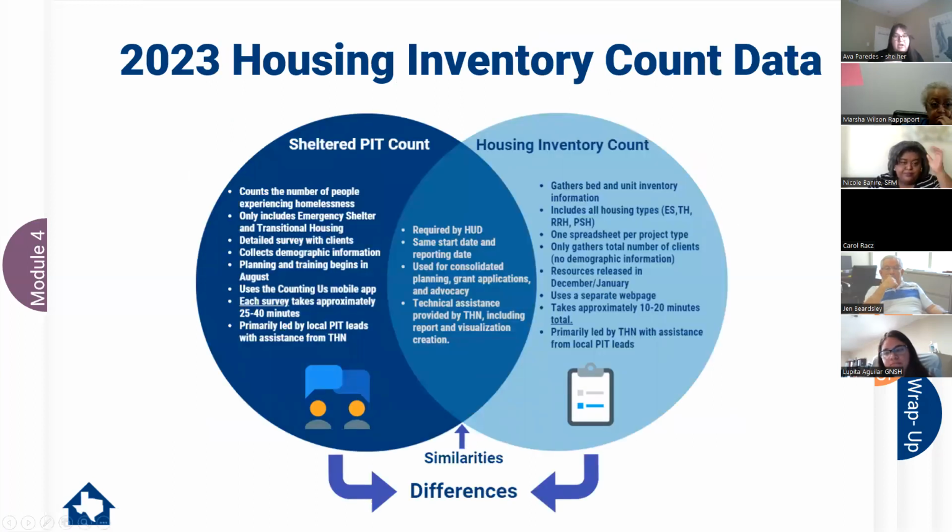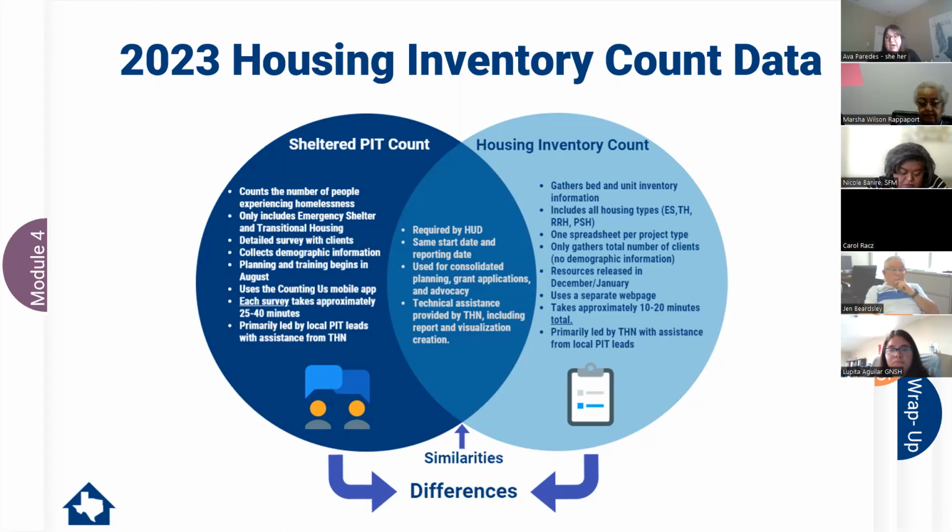All right, so now we're going to shift into talking a little bit about housing inventory count data, very briefly. The reason I think it's important to talk about both these counts in this particular presentation is because they happen simultaneously and they're analyzed together. For those that aren't familiar, the housing inventory count is the annual count of beds and units designated to serve those experiencing homelessness. It includes both the emergency shelter and transitional housing projects that we count in the point in time count, but it also includes rapid rehousing beds and permanent supportive housing beds.